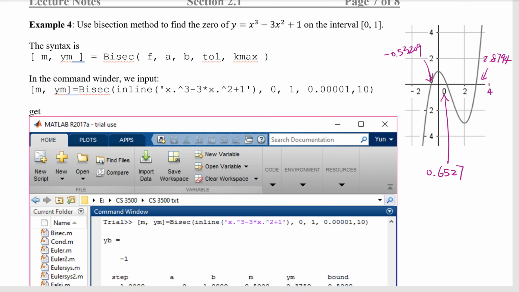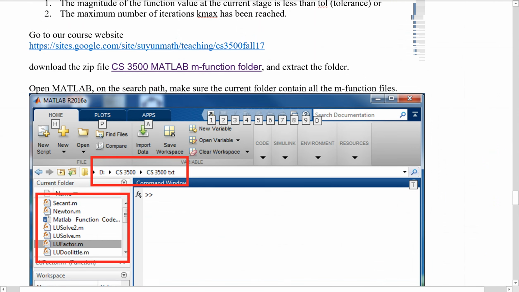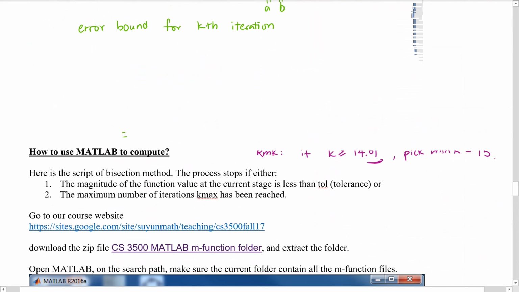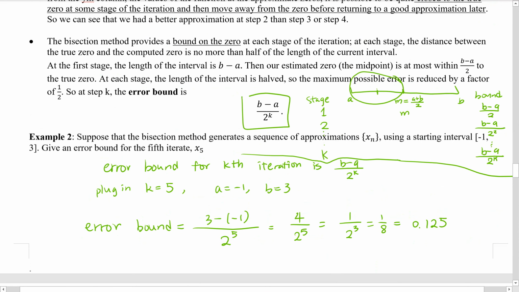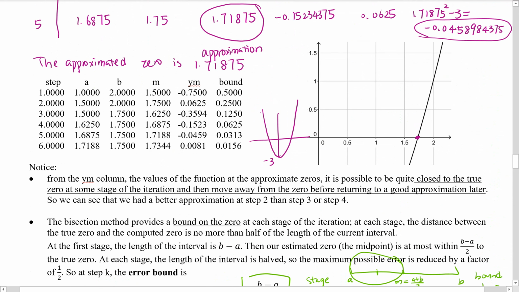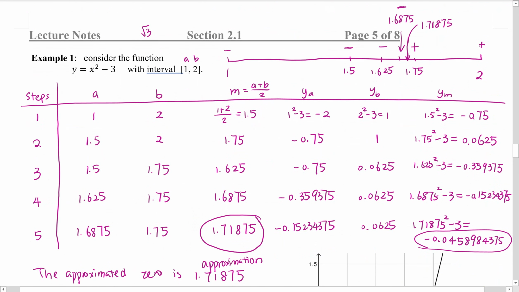Okay, so that is the bisection method. And furthermore, the good thing about the examples we did with the bisection method is that we can always check our work. See? So we can check our work.